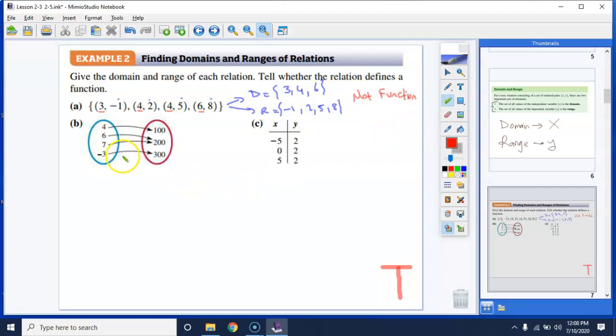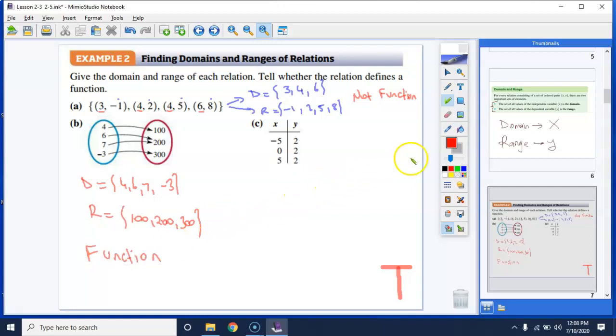All right, look at part b. What is my domain? What's my range? Domain should be the x values: 4, 6, 7, negative 3. Range is here: 100, 200 and 300. Since I don't see any repeating numbers here, I should say that it's a function.